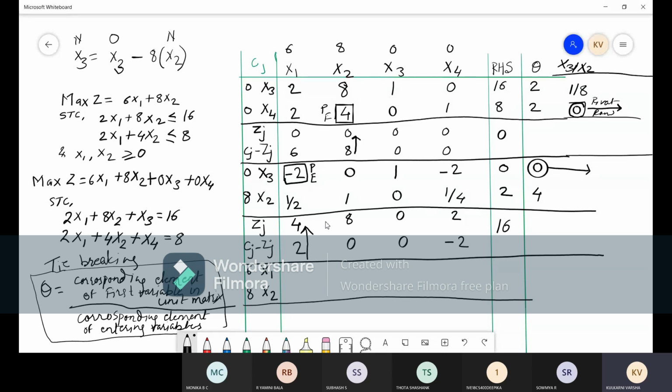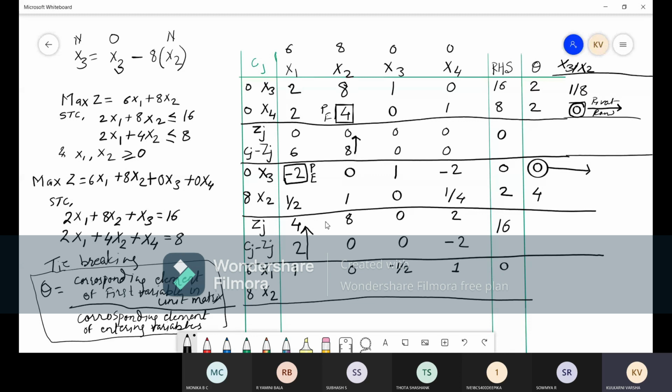Pivot row divided by pivot element. So minus 2 divided by minus 2, 1. 0 divided by minus 2, 0. 1 divided by minus 2, minus 1 by 2. Minus 2 divided by minus 2, 1. 0 divided by minus 2, 0. Then we'll go for x2.